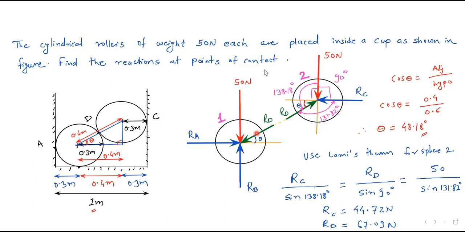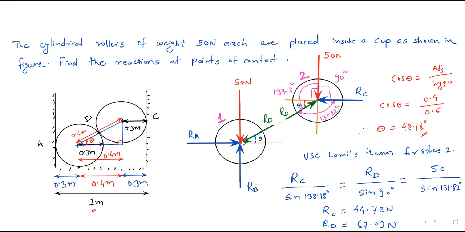Now if you see, if I consider this sphere 1, on this sphere 1 there are 4 forces acting. One is 50 Newton, another is RA, then RB and RD. So here it should come in your mind that you cannot use Lami's theorem for sphere 1, as more than 3 forces are there. You can only use Lami's theorem when 3 forces are acting. But now on sphere 1, 4 forces are acting, so you cannot use Lami's theorem. Okay, so go by the conventional method.